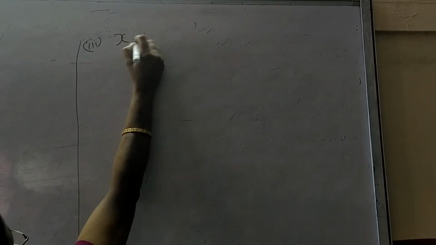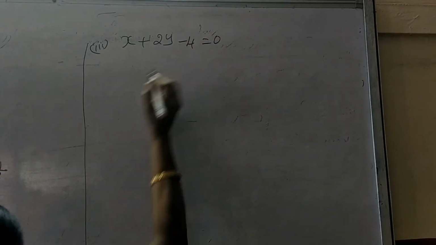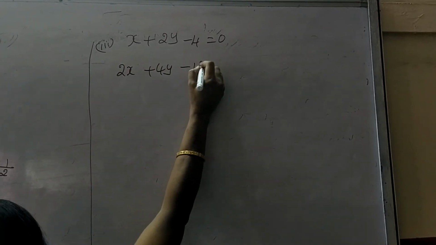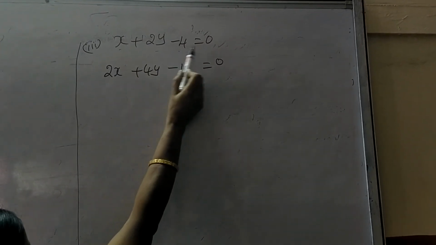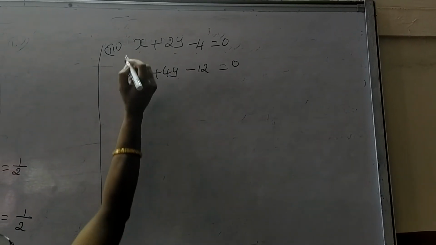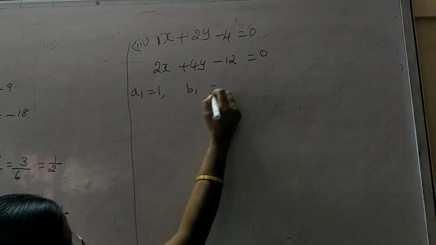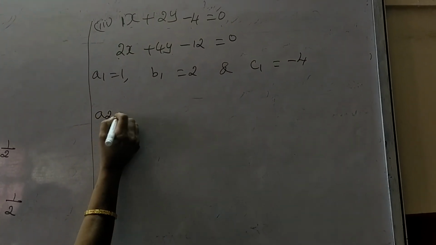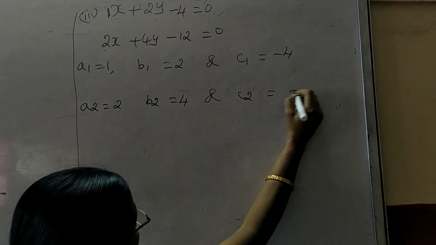no solution. So consider the equation x plus 2y minus 4 equal to 0, 2x plus 4y minus 12 equal to 0. I check whether it is in the standard form, x term, y term, constant equal to 0. Here also it is in the same form, therefore it is in the standard form. X means it is 1x. So identify A1 is 1, B1 is 2 and C1 is equal to minus 4. A2 is 2, B2 is 4 and C2 is minus 12.